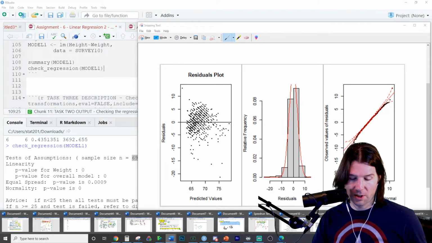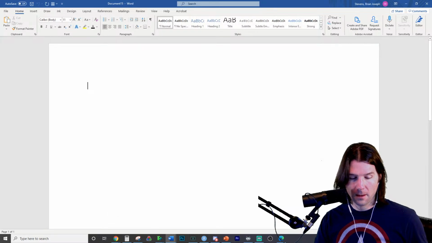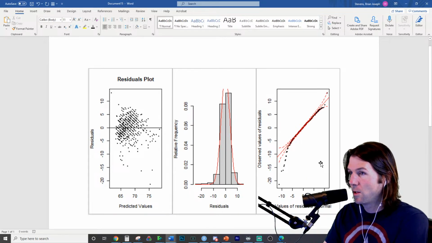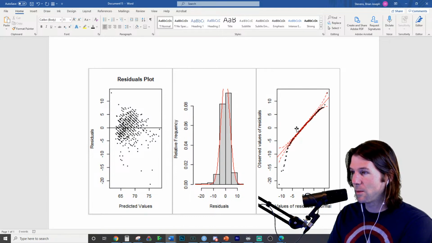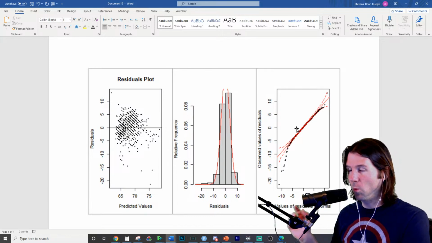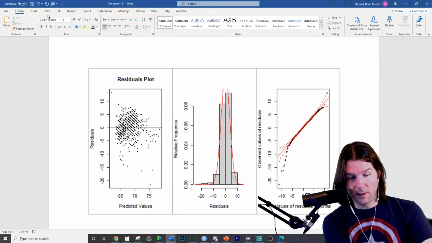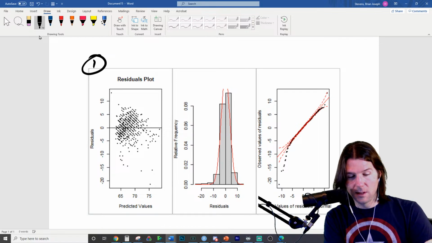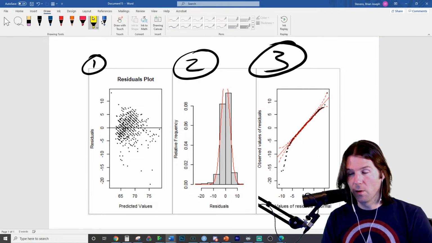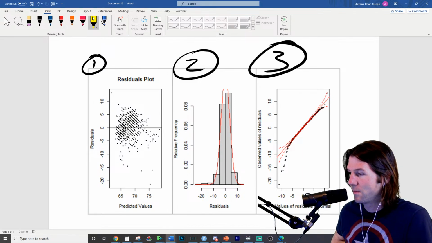So here's a really good question to quiz yourself with. Which of these plots would we look at linearity on? Don't worry, a lot of people get this one wrong. Which of these plots is the best way to look at linearity? Plot 1, plot 2, or plot 3? Where do we look for linearity?